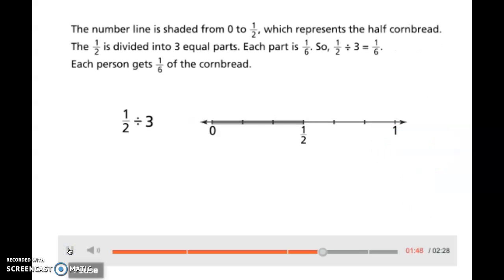The number line is shaded from 0 to 1/2, which represents the half cornbread. The 1/2 is divided into 3 equal parts. Each part is 1/6. So 1/2 divided by 3 equals 1/6. Each person gets 1/6 of the cornbread.